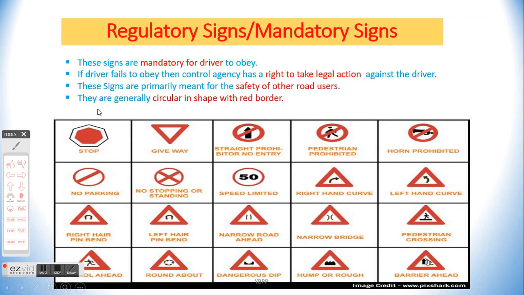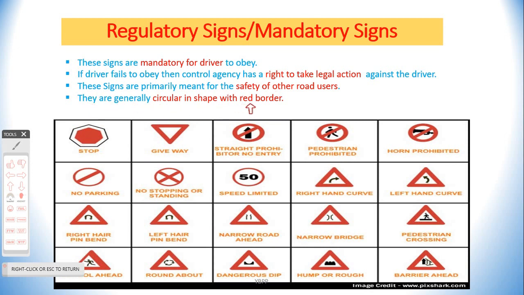So let us start with the first type, that is regulatory sign. Regulatory sign is also known as mandatory or compulsory sign, because these signs must be known to the driver. These signs are mandatory for the driver to obey. Okay, these signs are only for the driver. If the driver fails to obey, then the control agency, or control authority, has a right to take legal action against the driver. These signs are primarily meant for the safety of other road users.